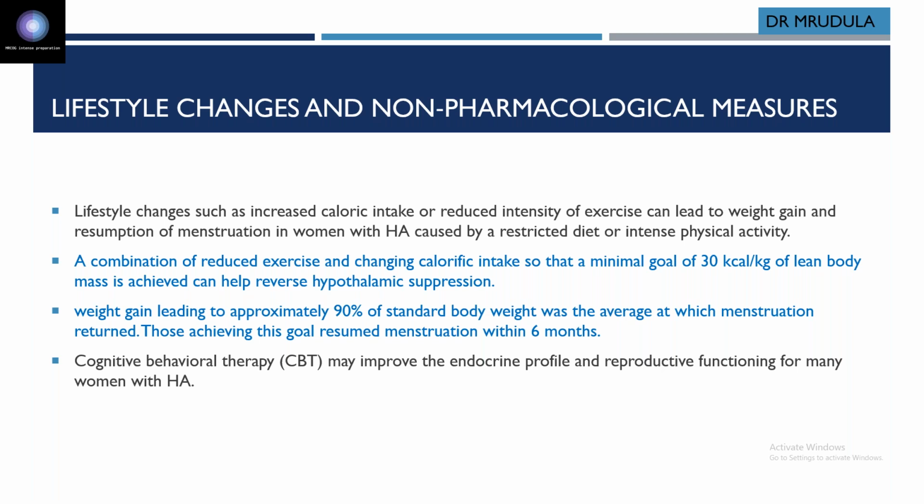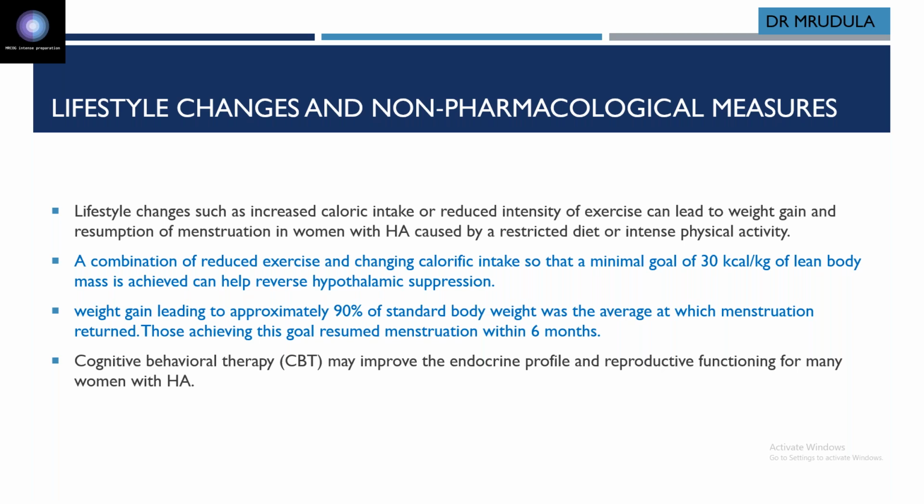Lifestyle changes and non-pharmacological measures. As I told you, for hypothalamic amenorrhea, all these patients should have increased caloric intake and reduced intensity of exercise. So it will cause weight gain and resumption of menstruation. The minimal calorie intake goal is 30 kilocalories per kg. It helps to reverse the hypothalamic suppression.